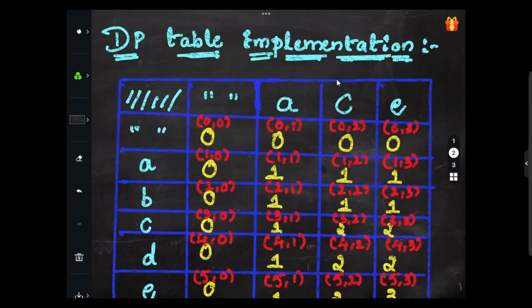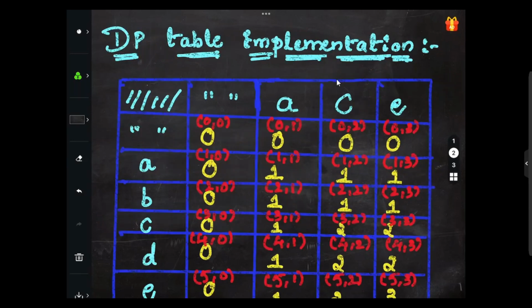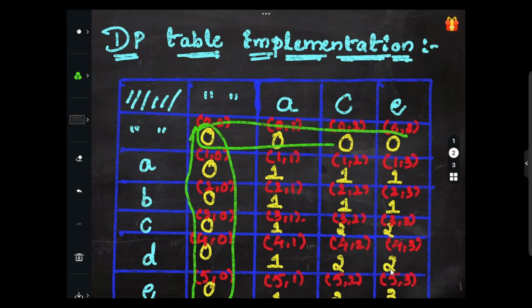So let's see the DP table implementation, or filling the DP table here. I have considered the same example, ABCDE and ACE. First, we have to create the empty DP table, which means the first row and the first column are 0 here. You can clearly see this one I'm speaking of, first row and first column.